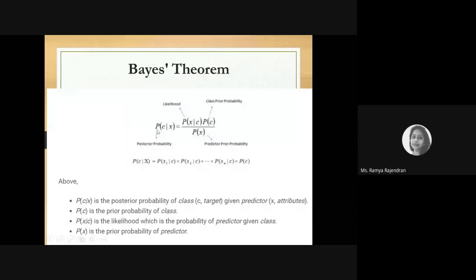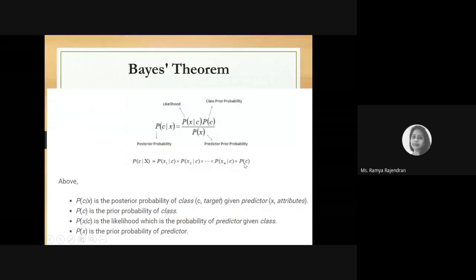When you have many different class labels for the event X, we can calculate the likelihood based on the formula: probability of C given X is proportional to the probability of the event X1 given C, up to the probability of the event Xn given C, multiplied by the probability of C.